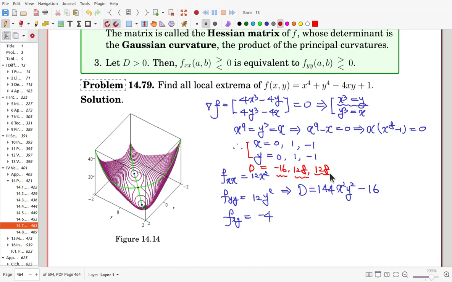Okay, let's see this figure. This is the (1, 1) position, which is a local minimum. That is the (minus 1, minus 1) position, another local minimum. This is (0, 0). And in this direction, the curvature is positive, and along that direction, the curvature is negative. So that D is negative, and this is a saddle point. Okay?